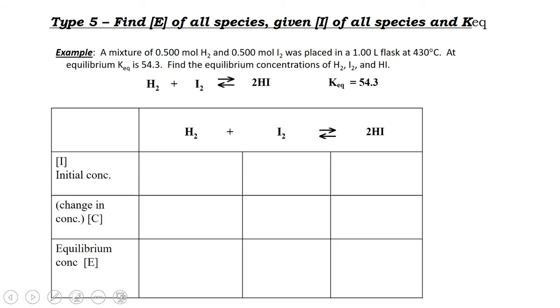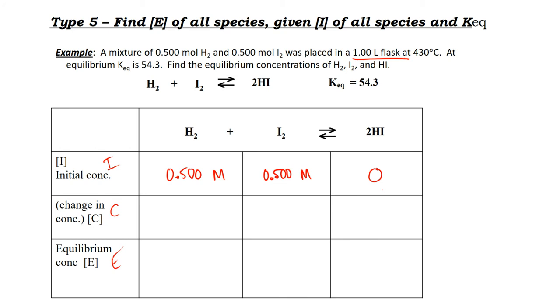So we're going to start with our table. Write out your ICE table. Write your reaction along the top, keeping real nice, neat track of everything. And then we're going to fill out what we know. Again, we're given the mole amounts, but we're in a 1 liter flask, so that makes life a little easier. I just divide by 1. So 0.500 molar. My iodine, also 0.500 molar. How much hydrogen iodide do we start with? None.